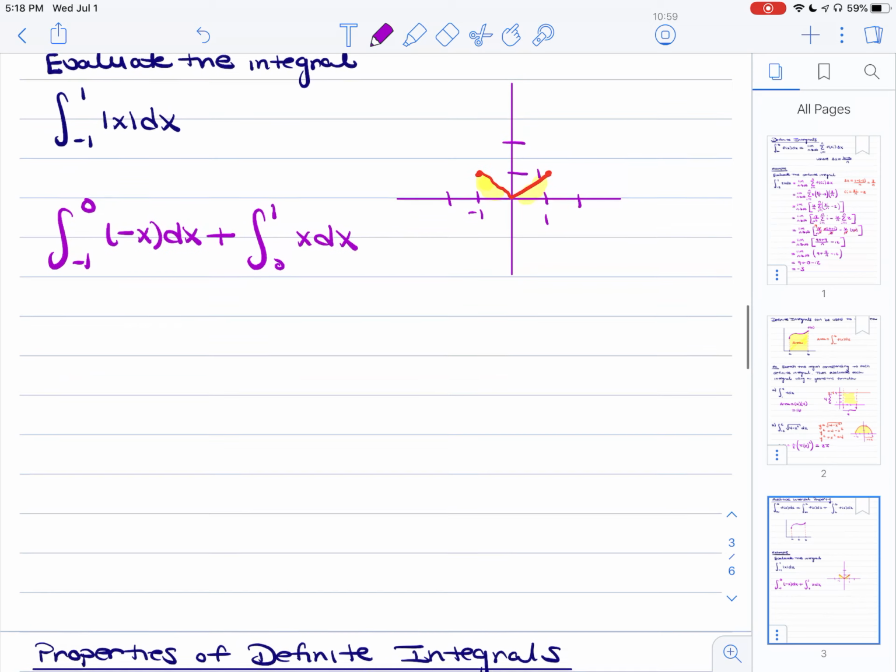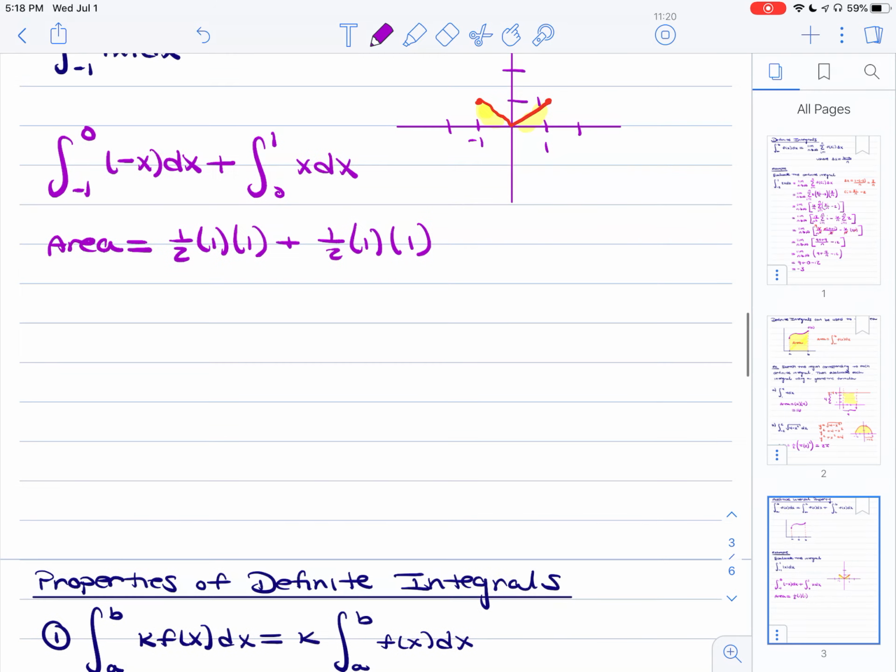And both of these are just triangles. So our area, the first piece of this, the triangle, is just 1/2 base times height. And then the second one, same thing, 1/2 base times height. So we have 1/2 plus 1/2, which is equal to 1.